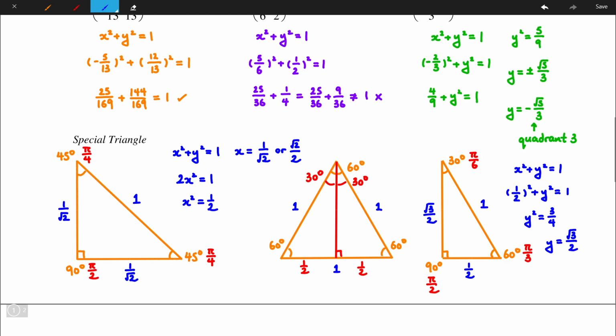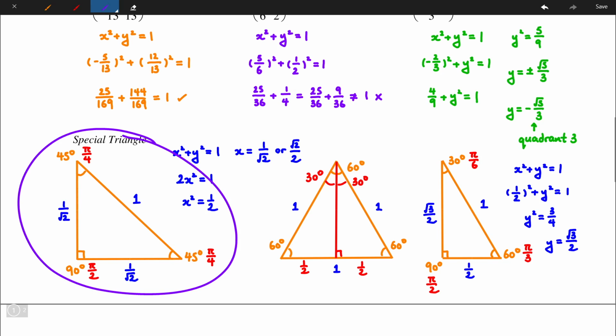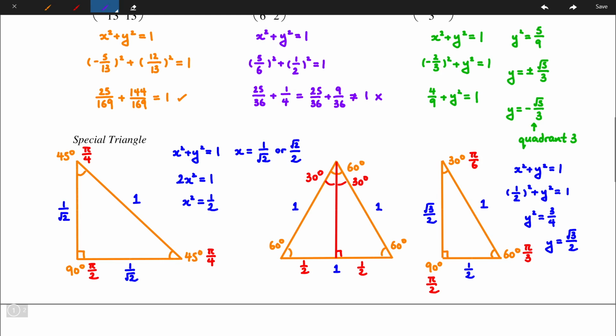So the two special triangles that are going to be important for the rest of trigonometry are this special triangle on the left, the 45, 45, 90 triangle, and then the 30, 60, 90 triangle on the right.